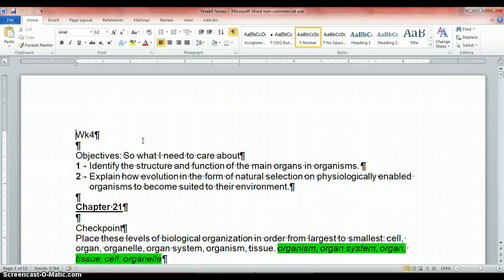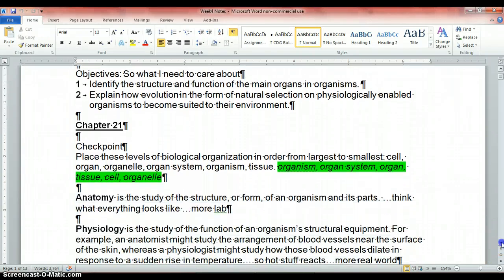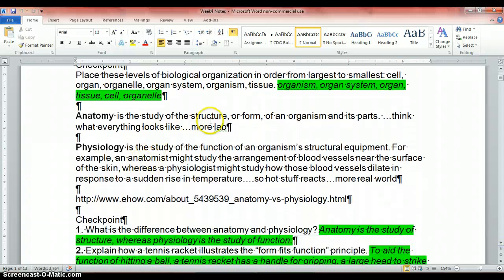So always talk about the objectives first. Let's talk about Chapter 21. We're going to start with anatomy and physiology. Anatomy is the study of the structure or form of an organism and its parts. Think of what everything looks like, more of a laboratory kind of idea. Physiology is the study of the function of an organism's structural equipment.